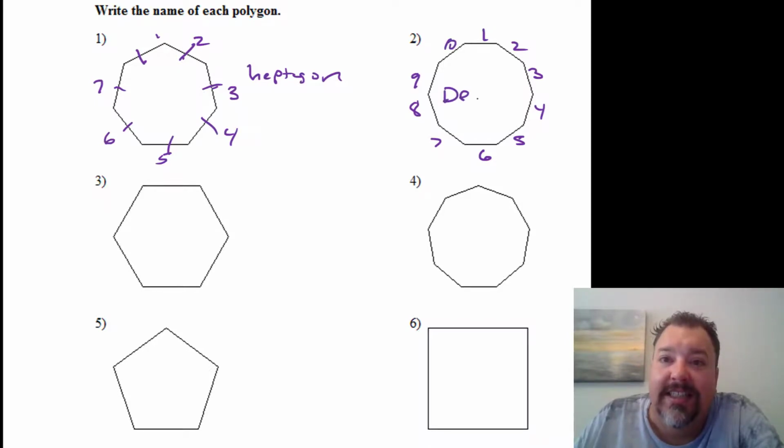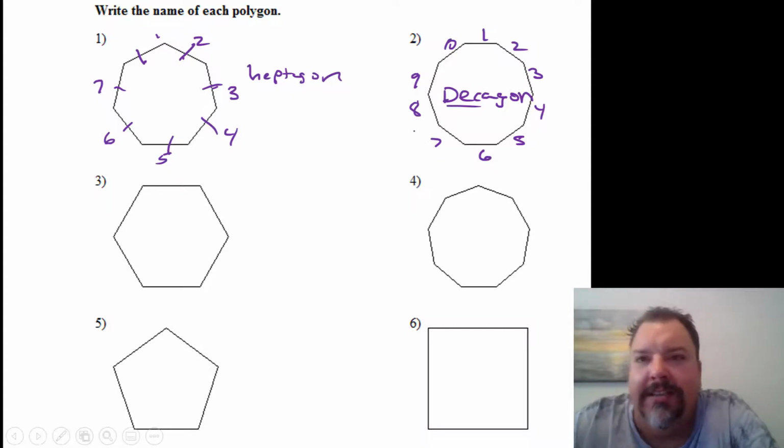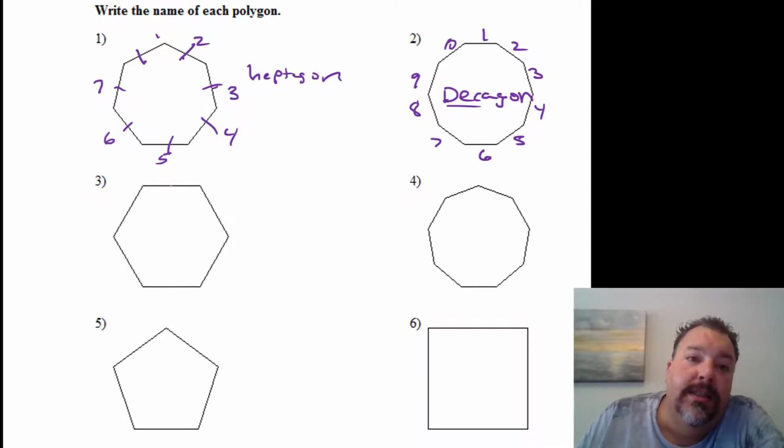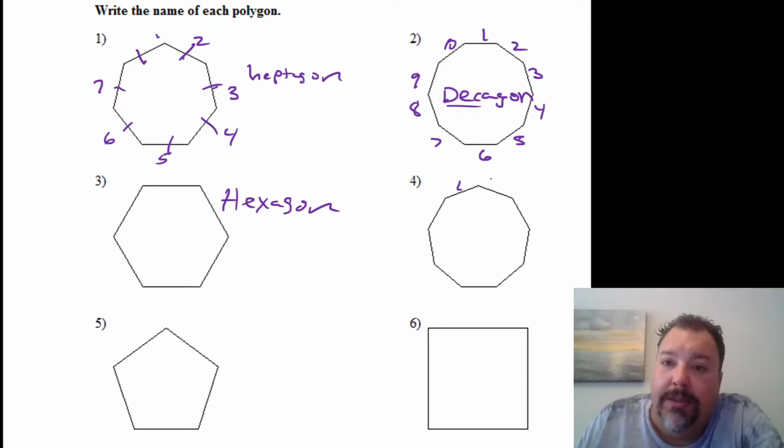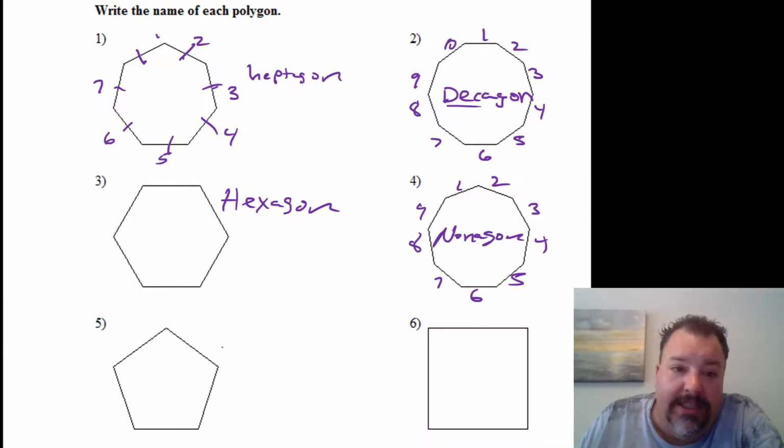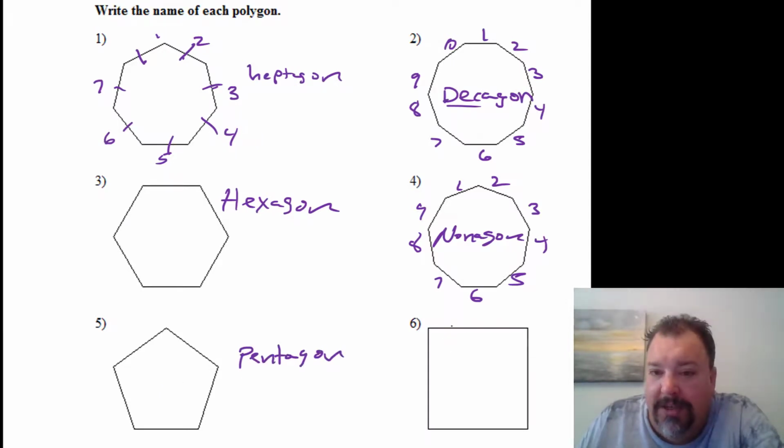Okay, 1, 2, 3, 4, 5, 6, 7, 8, 9, 10. 10 sides is a decagon. So deca means 10, as in decimal, as in decade. So that is a decagon. This one is a hexagon. This one has 1, 2, 3, 4, 5, 6, 7, 8, 9 sides. That is a nonagon. And this one looks like the pentagon. And this one, even though it looks like a square, we're just labeling this as a polygon. So I'm looking for quadrilateral for this guy.